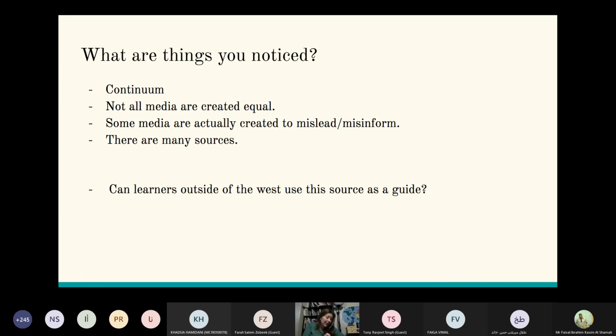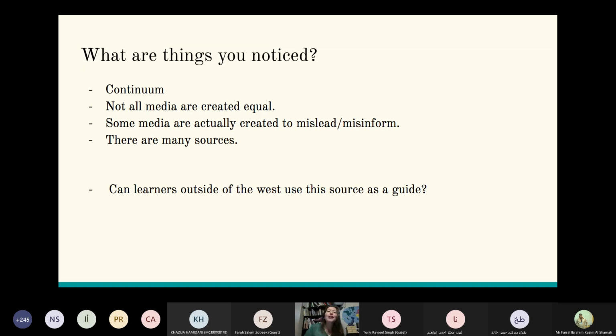Okay, yes, so people are saying there are graphic figures. I can also check chat on my watch, which is very helpful. Yes, exactly. So it's a continuum. Not all media are created equal. Some media are actually created to mislead and to misinform. And there are many, many sources.